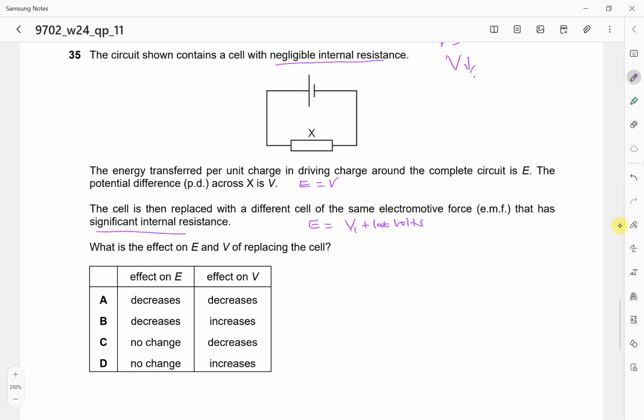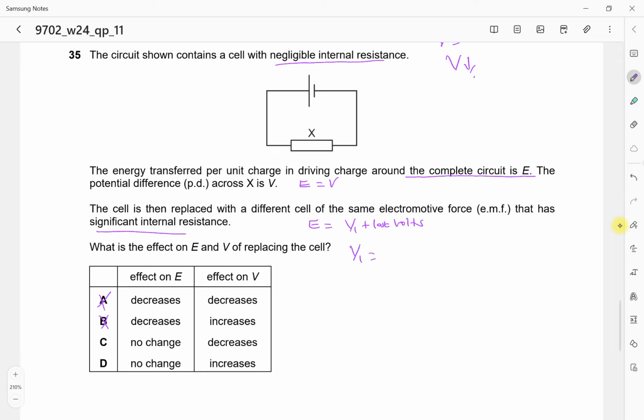Of course, because it has the same EMF, the energy required to move a charge around the complete circuit is also the EMF. So the EMF has no effect. Therefore, we eliminate A and B. There is no effect on E. But then what happens to the V?